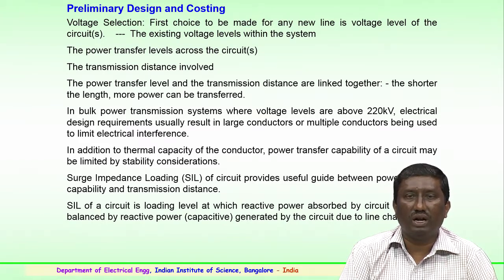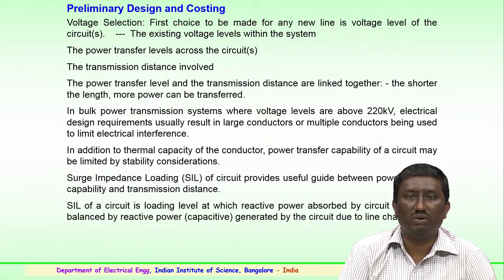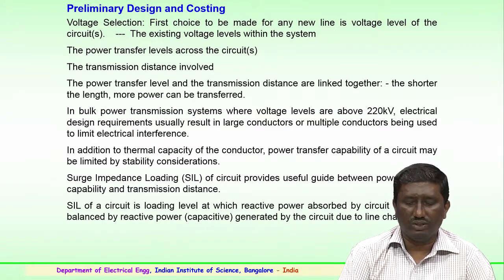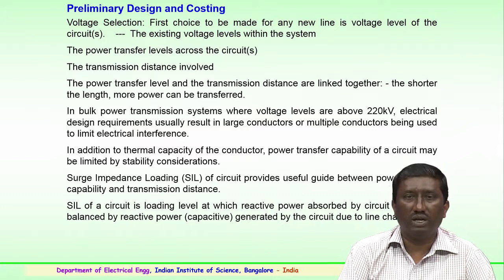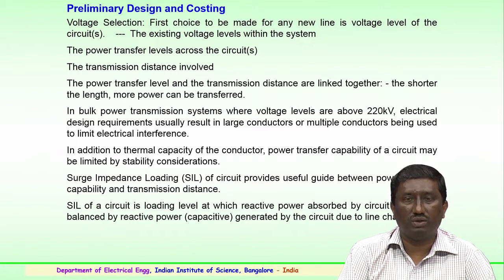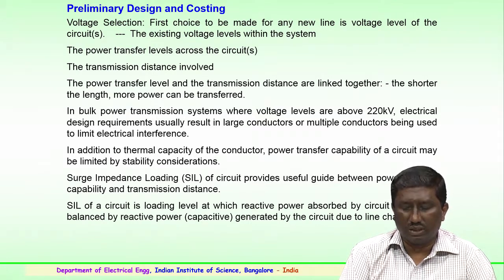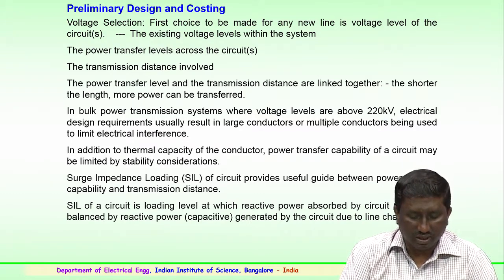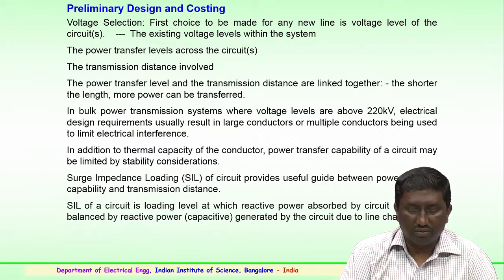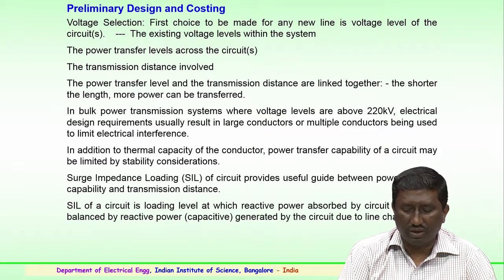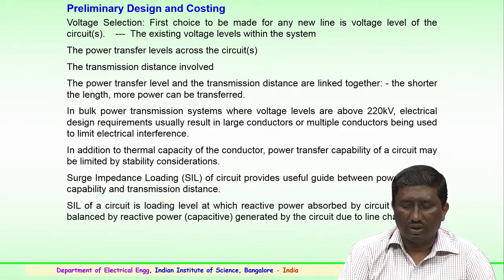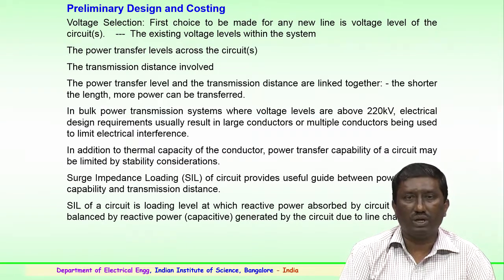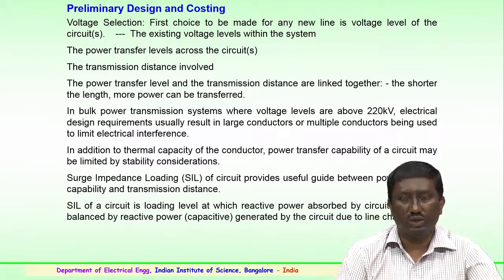What is the surge impedance loading? It is a loading level at which the reactive power absorbed by the circuit, which is inductive in nature, is balanced by the reactive power, that is the capacitive power, generated by the circuit due to line charging. So, this surge impedance loading is a very critical parameter, and it acts as useful information between the power transfer capability and the distance over which the transmission or distribution is to be made.